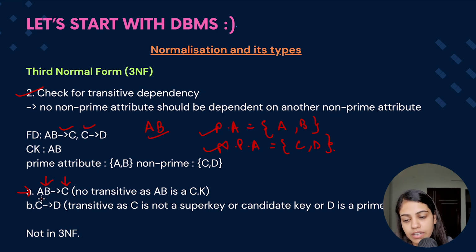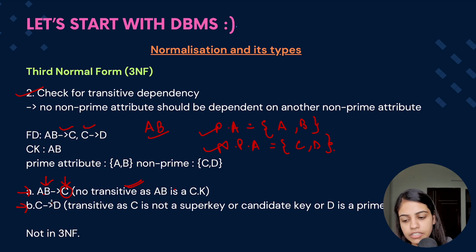So is AB a non-prime attribute? No, neither A nor B is a non-prime attribute. And is C a non-prime attribute? Yes, C is a non-prime attribute, but since AB is not a non-prime attribute, we can say that there is no transitive dependency, as AB is a candidate key or a super key.